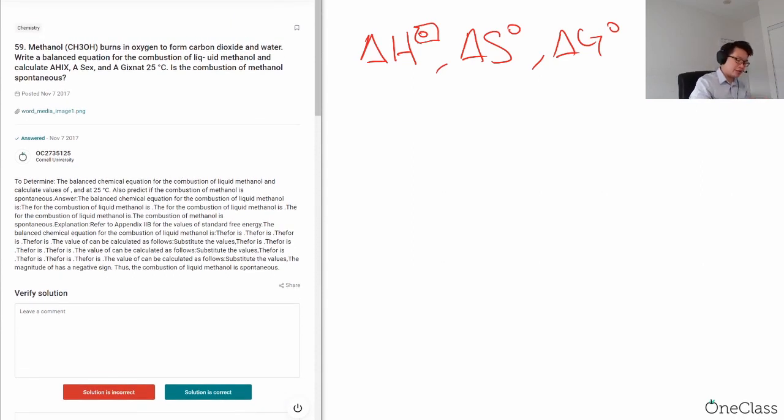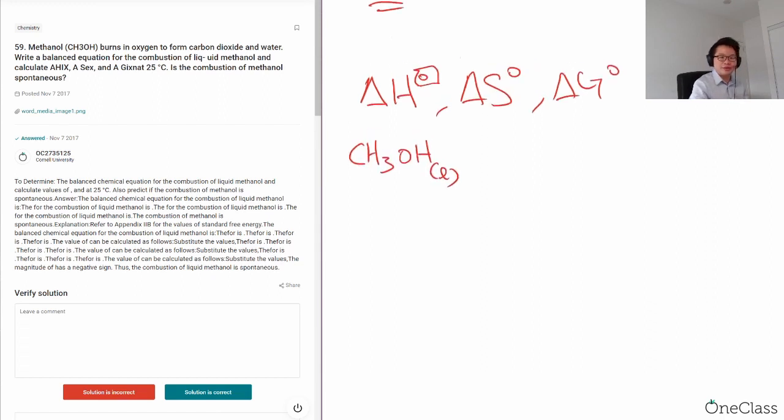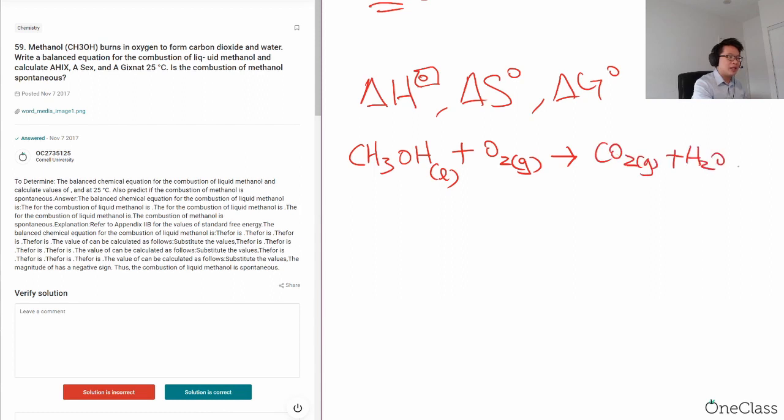Okay, first of all, we have a combustion reaction with methanol. So we have CH3OH, liquid. For a combustion reaction, we are going to burn our organic compound in oxygen. So we are going to add oxygen, and then we are going to have only CO2 and H2O as our product. So this is called a complete combustion reaction.